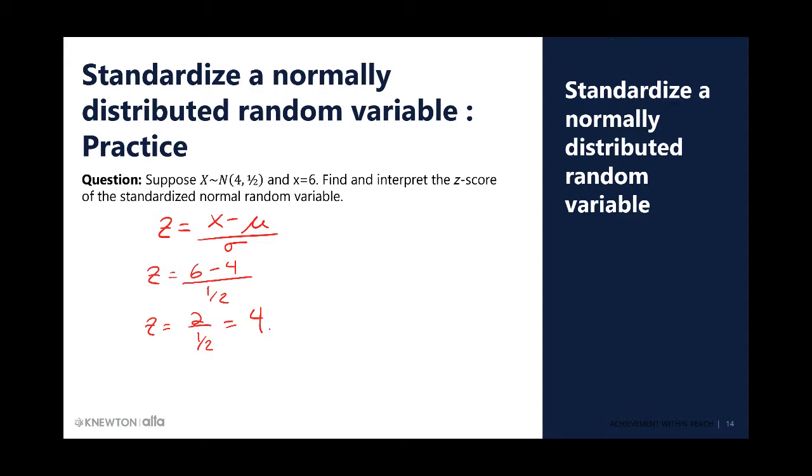And what that means is, because it's positive, x equals 6 lies 4 standard deviations to the right of the mean. That's what that positive 4 means. A z-score tells you how many standard deviations you are either to the left or to the right of the mean.